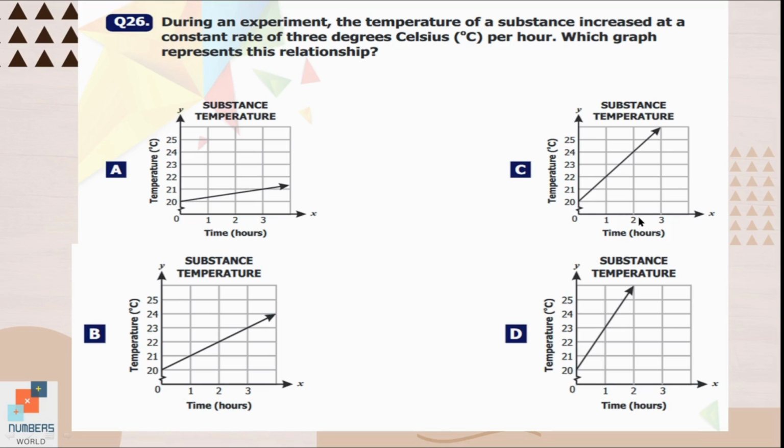In option C, we can clearly see that temperature is 22 degrees Celsius at first hour, 24 at second, and 26 at third hour. So here the temperature is increasing at constant rate of 2 degrees. So let's check our last graph. We can clearly see the temperature is 23 degrees Celsius at first hour and 26 degrees Celsius at second hour. So this is the correct option because here temperature is increasing with a constant rate of 3 degrees Celsius per hour. So option D is the correct one.